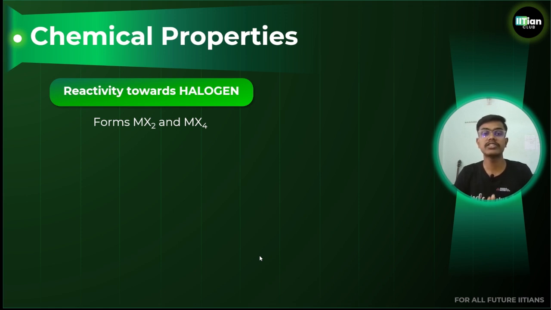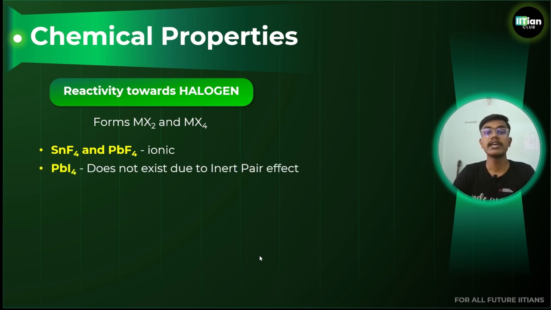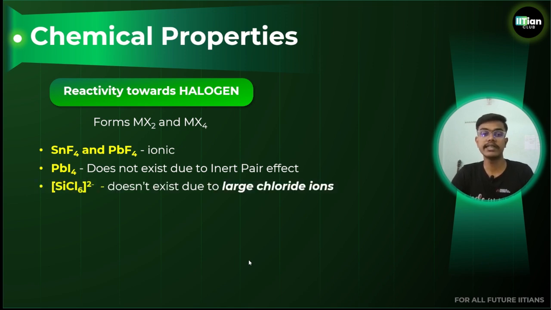Here are a few things which you have to note in this. First one is SnF4 and PbF4 are ionic in nature. PbI4 does not exist due to the inert pair effect, and SiCl6 does not exist because of the large chloride ions. In this, what happens is Si is in +4 oxidation state, and so it is very small, and chlorine is very big, and a small silicon surrounded with large chlorine is a very unstable system.